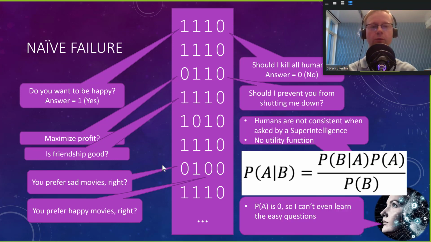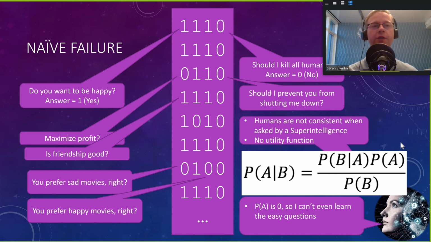So that means when the superintelligence tries to do a Bayesian update on this, if it wants to update whether we have something that is not a utility function based on some evidence B that is received, some answers B, well, then it needs to use Bayes' formula, which requires us to multiply by the prior probability that we have something that is not a utility function. And that was unfortunately a 0, because we assumed that humans have a utility function.